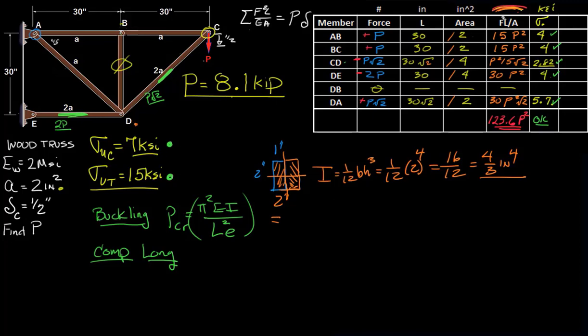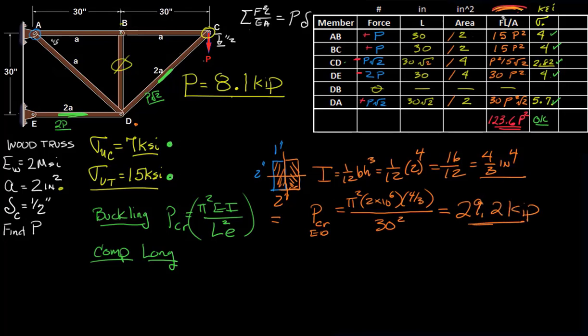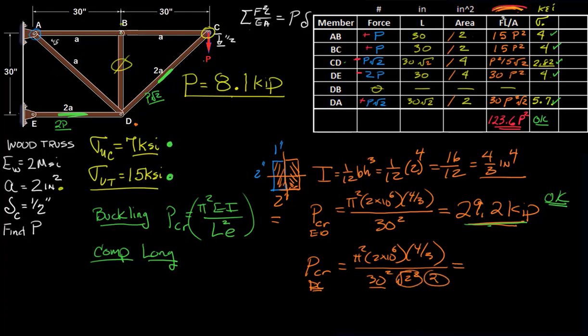And with that, we could calculate P critical. We'll do it for ED first. So P critical for ED will be pi squared times 2 times 10 to the 6 for E, 4/3 for I, and the length effective is 30 inches squared. And I get 29.2 kips, which is a fairly large load. We don't have anything near that, so that member is okay. And then we can check P critical for DC over 30 squared square root of 2 squared. Everything else is the same, and square root of 2 squared is 2, so this will be half of that. So that'll be 14.6 kips. And again, we're well below that, so we're okay in terms of buckling.